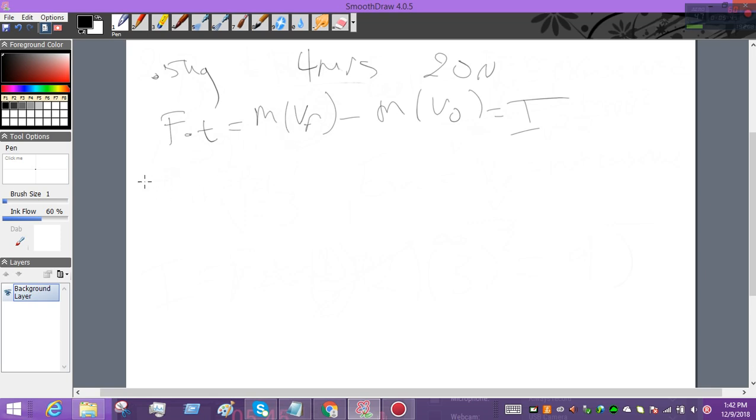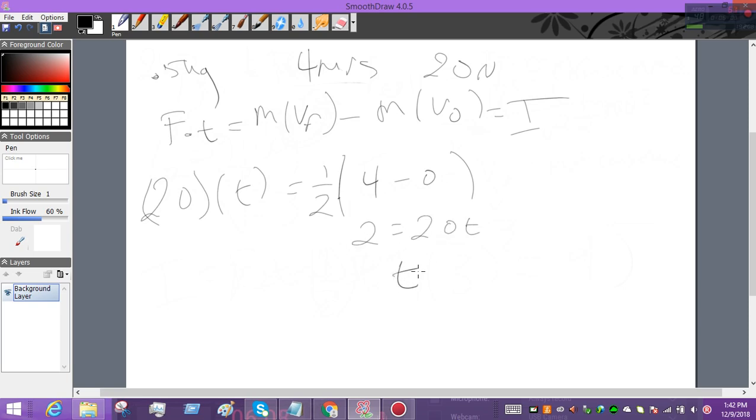So if we plug this into the formula, we get 20 newtons times time equals our mass. I'm just going to factor out the mass here. So 1/2, because 1/2 is equal to 0.5, times your velocity final, which is 4, minus your velocity initial, which is 0 because it was initially at rest. If I multiply that out, I get 2 equals 20t. So thus t equals 2 over 20 equals 1 over 10 equals 0.1 seconds.